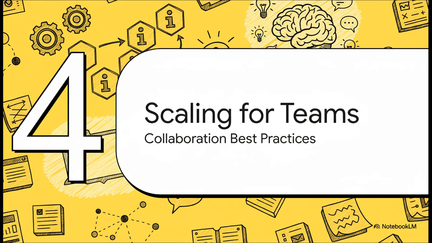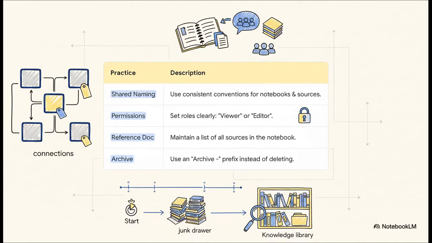Okay, so everything we've talked about is great for your own personal use, but these ideas become even more important when you bring a team into the mix. So let's talk about how to scale this whole system for collaboration and look at a few real-world scenarios. When you're working with a team, consistency is the name of the game. You absolutely have to agree on a naming system so everybody knows where to find everything. You've got to be smart about permissions, who's just a viewer and who's an editor.